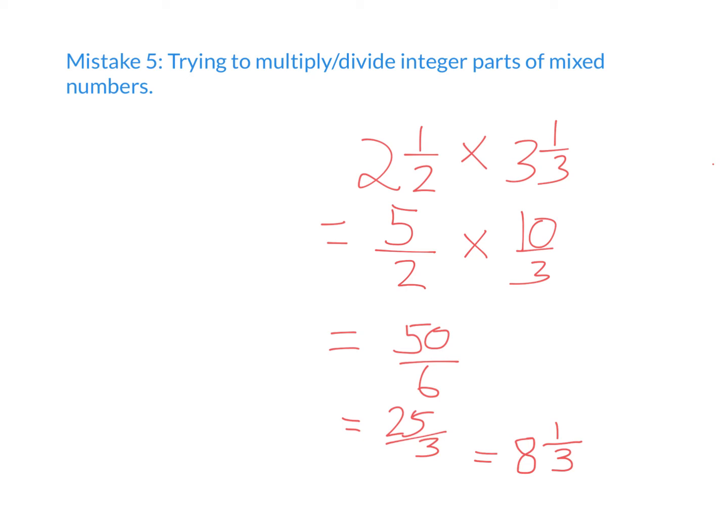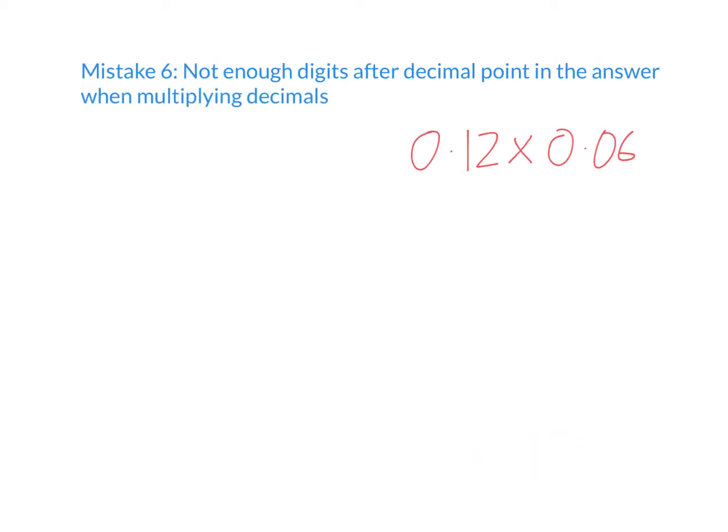All right, let's look at some mistakes involving decimals. The next mistake is not having enough digits after the decimal point in the answer when multiplying decimals. So if you have something like 0.12 times 0.06, what you do is just multiply the numbers as if there's no decimal point. So 12 times 6 is 72. Now we need to count how many digits after the decimal place our answer should have. In the question, there are 1, 2, 3, 4 digits after the decimal point. So our answer has to have 4 digits after the decimal point.